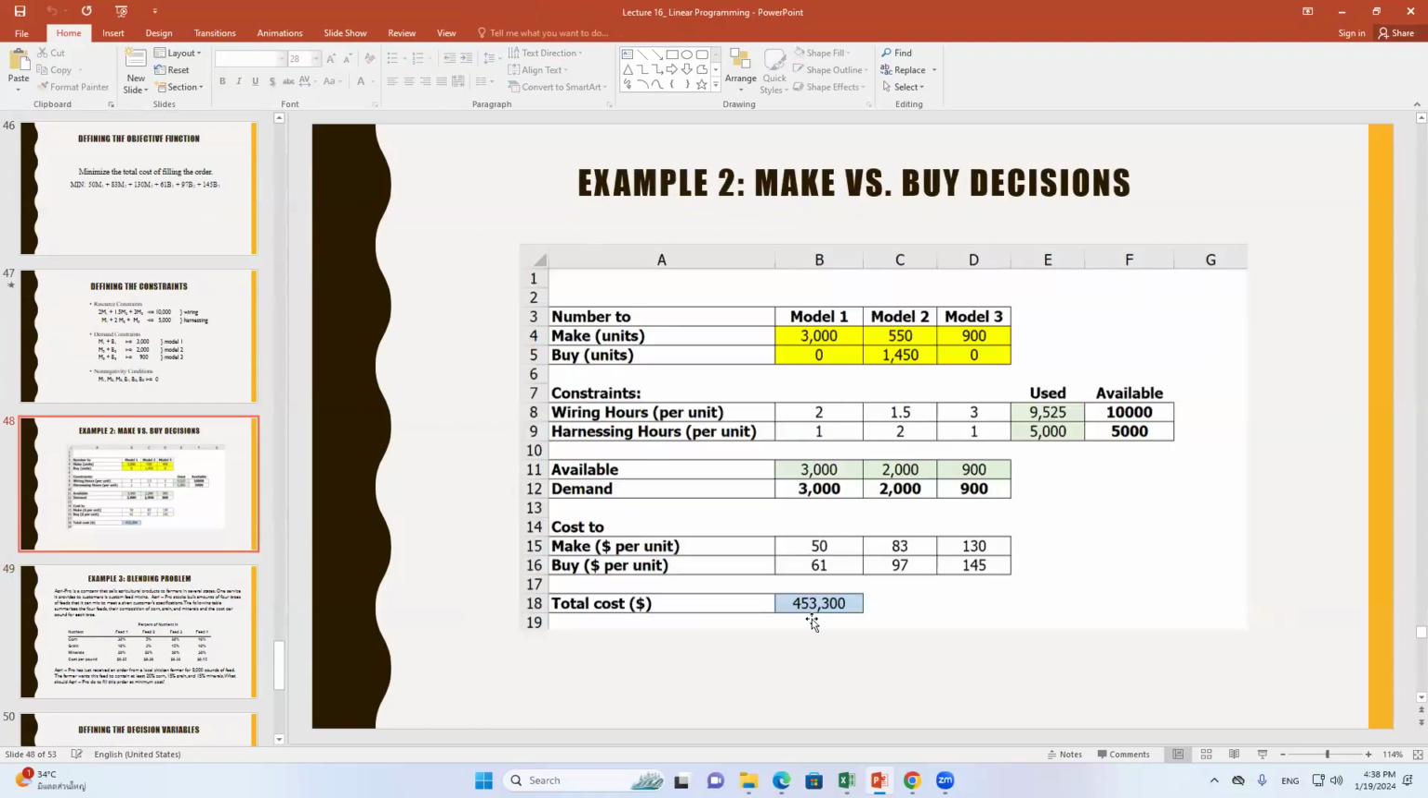Okay. This is the final solution, since we have already fit the model. I would like you to try using Excel to test this.